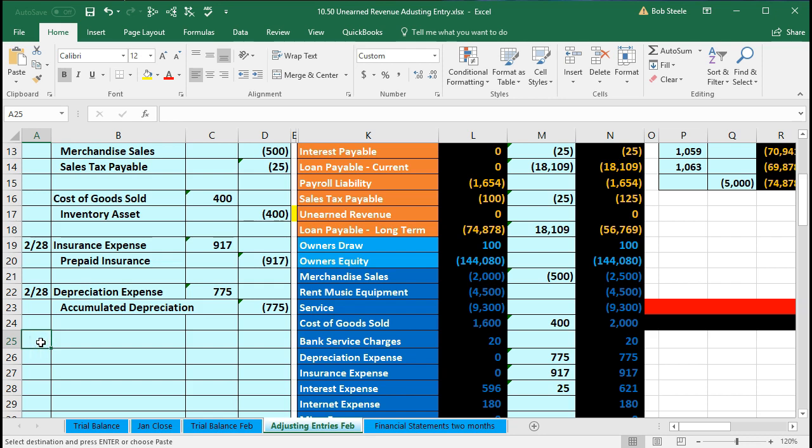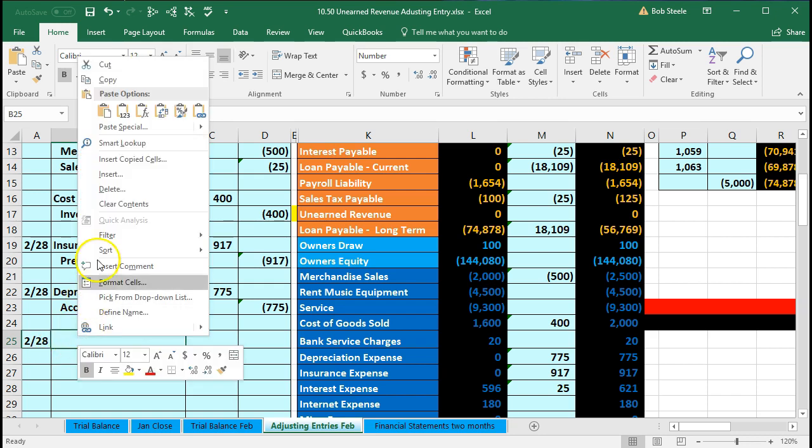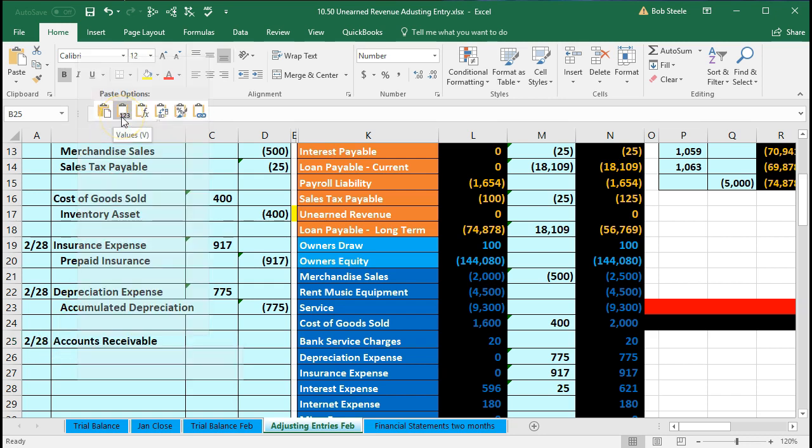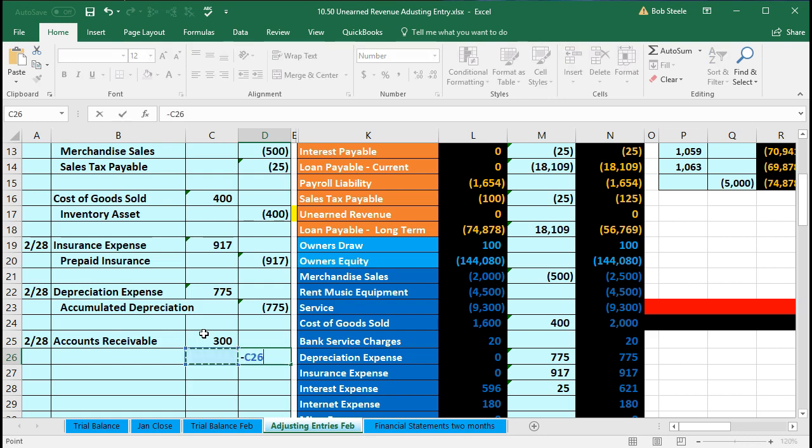We're going to start a new transaction, and it's all going to be as of 2/28, as all adjusting entries are. And we're going to put there in the debit side, right click and paste 1, 2, 3, the accounts receivable. It's going to be for that $300. And then we're going to credit something for that same $300. And of course, the credit then will go to the other account we've been talking about, which is unearned revenue.